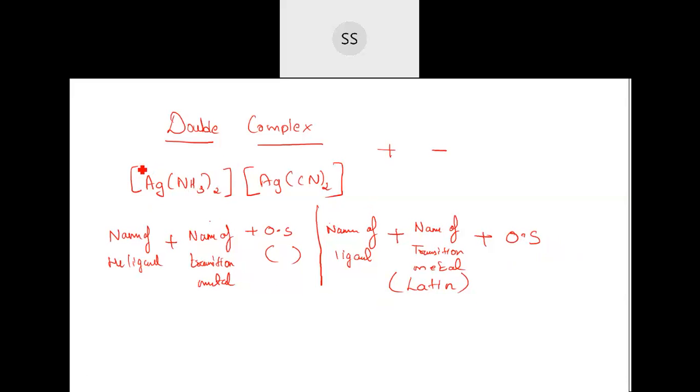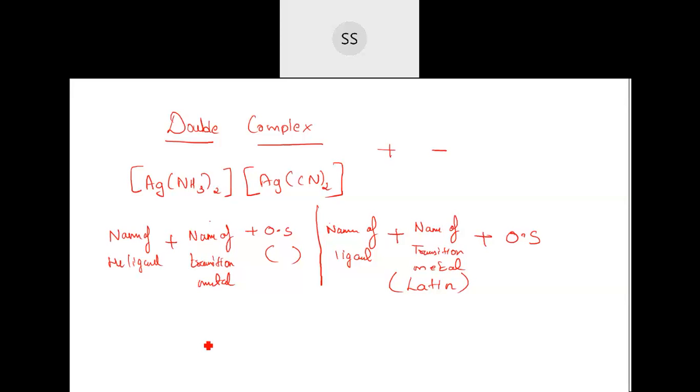You just need to understand that if two complexes are there, one positively charged and one negatively charged, you name them the way you name a positively charged complex entity, and you name this one the way you name the negatively charged entity. Okay, so that is how it has to be named. So we will start with the name of this.